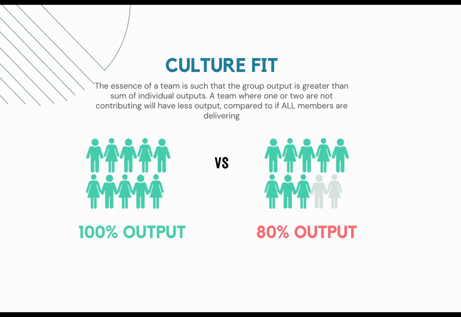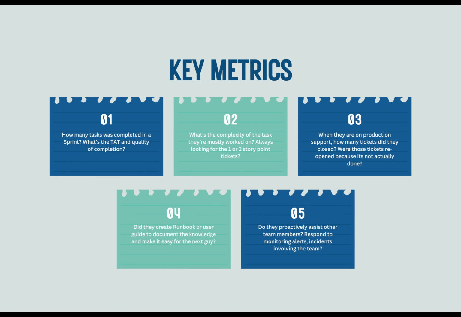So it's very important that when we are evaluating the performance of a software engineer, in as much as we are looking at the technical contribution, we also need to look at how each engineer fits into a team. Because again, remember, the essence of a team is that the group output is supposed to be greater than the sum of individual outputs. What are the metrics that you can look at as a manager to evaluate the team contribution of each and every team member? I've listed 5 of them here.